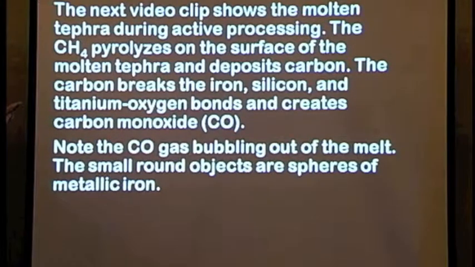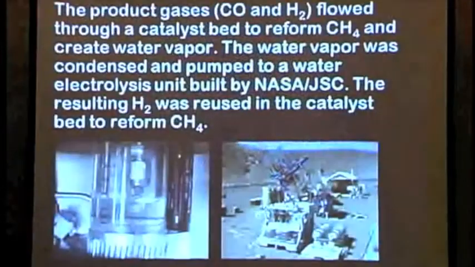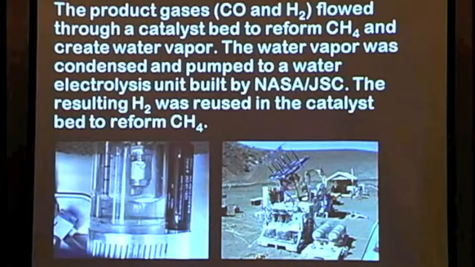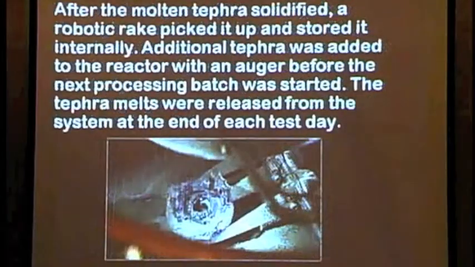And this is what it looks like when the methane is running and the carbon is reacting. So you see the surface moving around, and these little beads are iron metal beads that have accumulated over time as the iron oxides have been reduced. And then it's bubbling with the carbon monoxide that's coming out of the system. And so we collected some water here, and that was electrolyzed and recycled, as I mentioned.